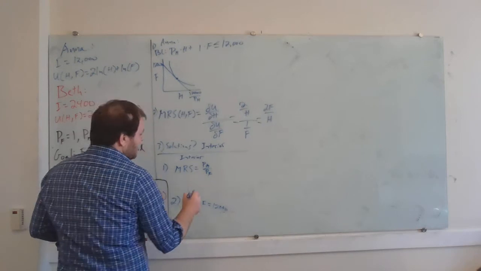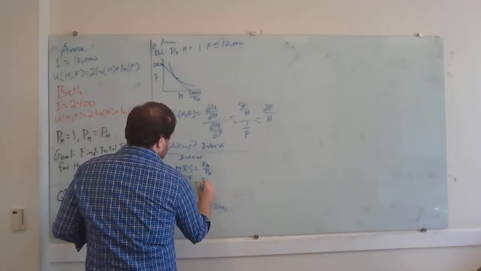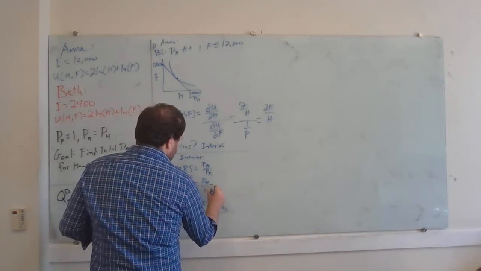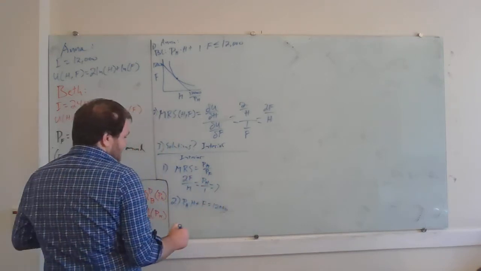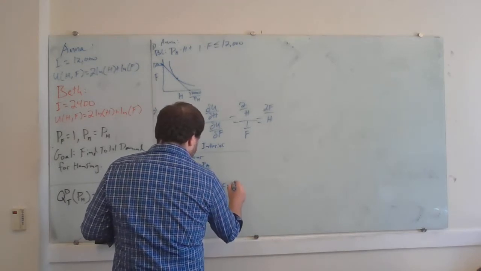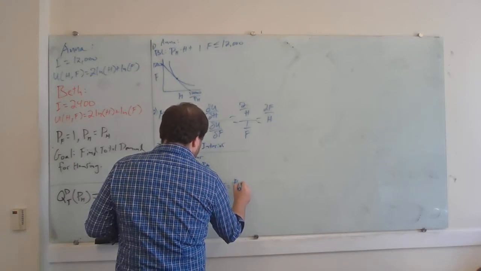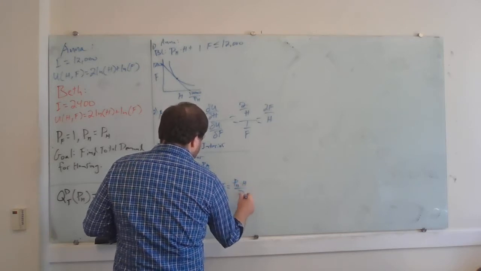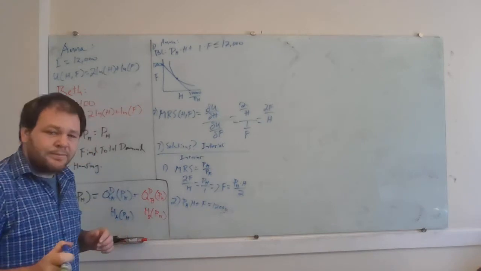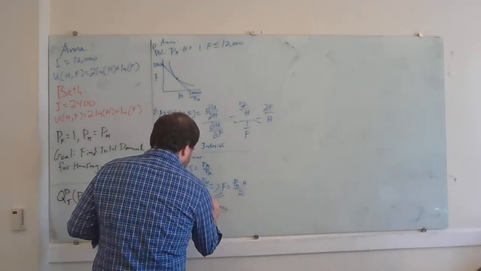Okay, so let's start here. This is going to tell us that 2F over H equals PH over 1. This is going to tell us that F is going to equal PH times H over 2. Right? Make sense? Great. Now we're going to plug this in for F right here.